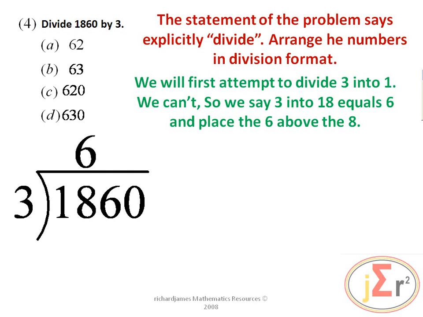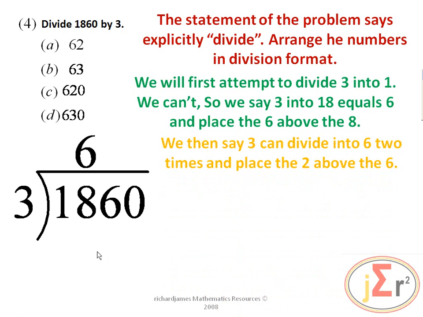Would it be wrong, Jerry, to say 3 into 1? I can't. So put a 0. Would that be wrong? No. It would not be wrong. But because the leading 0 does not affect the value of a whole number, we do not have to include that 0.